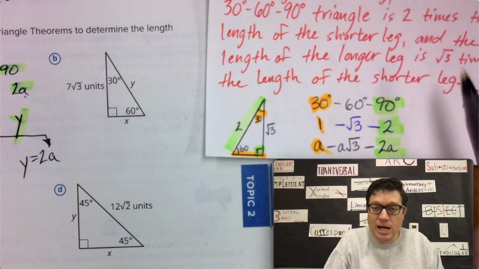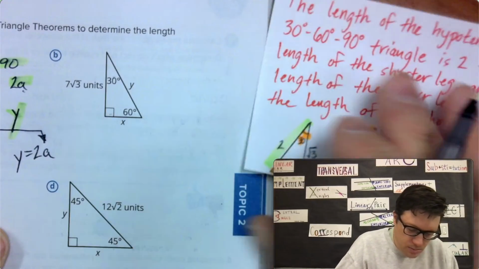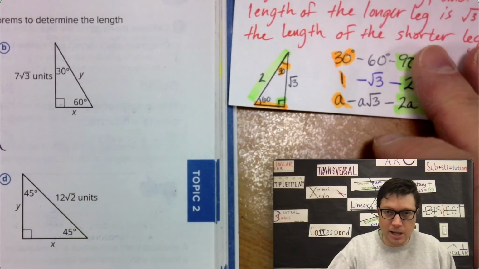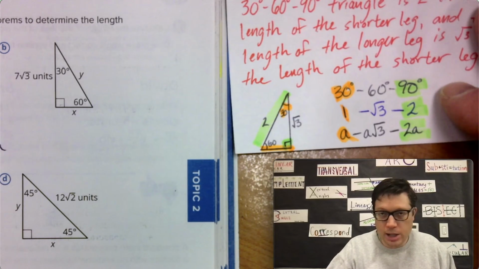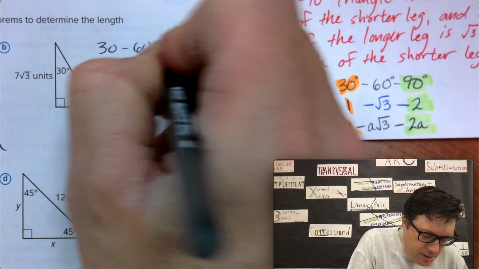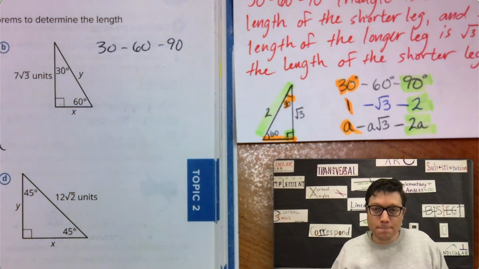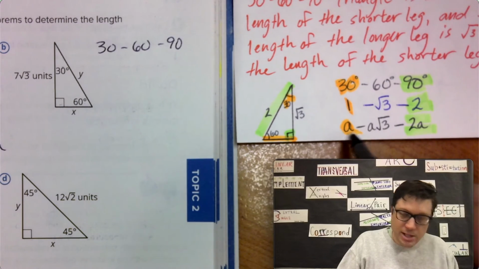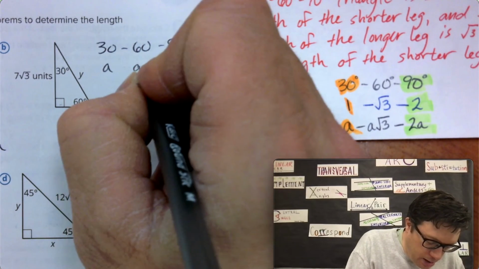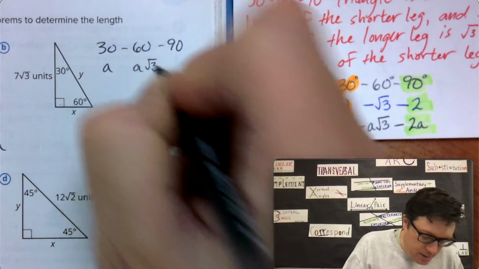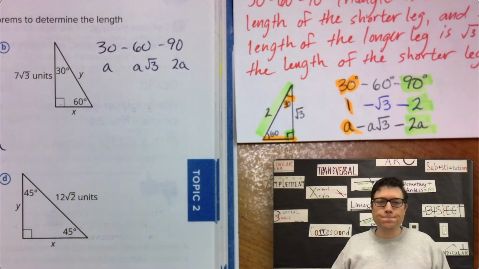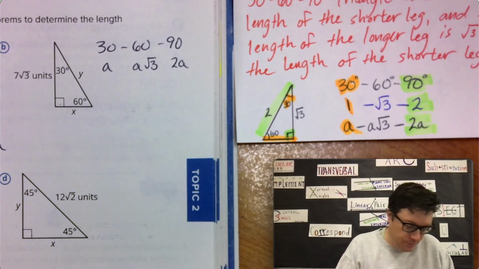The 30, 60, 90, I'm going to write that down. You should always do this until you get so good at this that it's an automatic process and you don't have to. 30, 60, 90 degrees. And then I'm going to write down the bottom row. So I'm going to write down A, root 3. And then I'm going to write down 2A. Okay. Bring in my highlight.